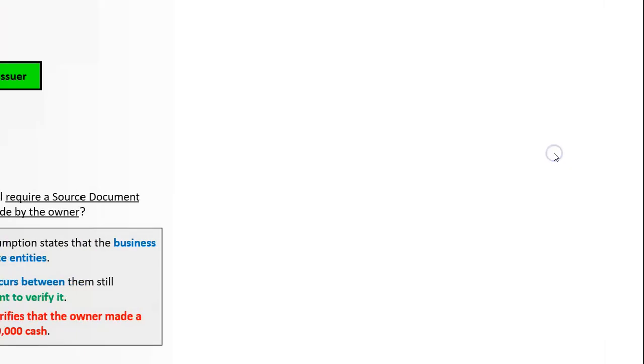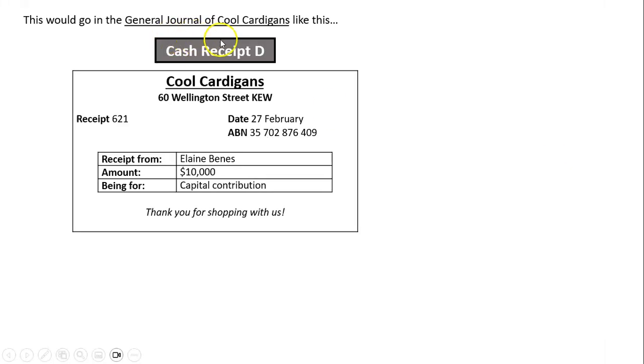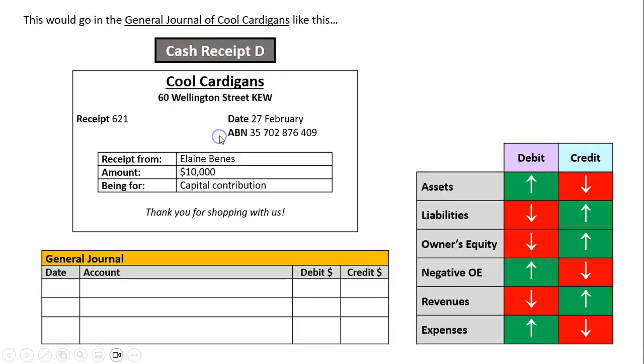So now we're going to record that in the General Journal of Cool Cardigans, cash receipt D. What would that look like? We'll start with the date, the 27th of February. What would happen is the business got more money. So we're not doing this for the owner, Elaine. We're doing this for the business, Cool Cardigans. So the business has received money. So that must be an asset which is increasing.